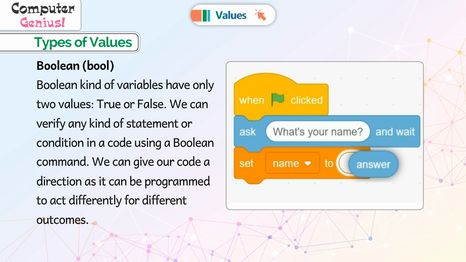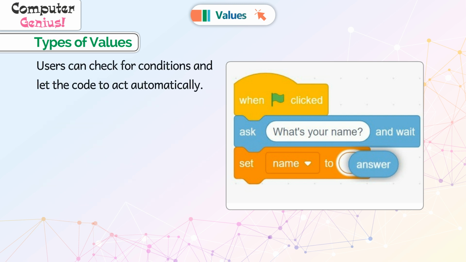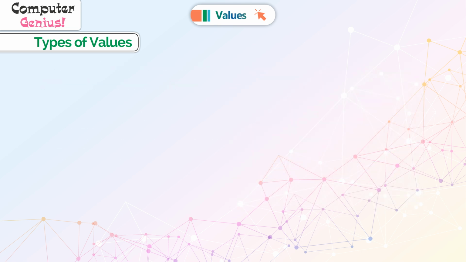Boolean, bool. Boolean kinds of variables have only two values, true or false. We can verify any kind of statement or condition in a code using a Boolean command. We can give our code a direction as it can be programmed to act differently for different outcomes. Users can check for conditions and let the code act automatically.